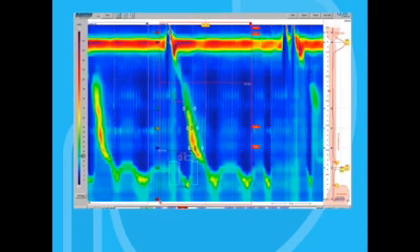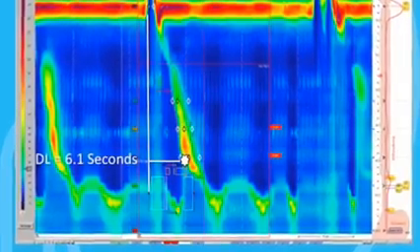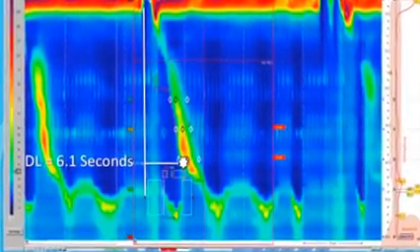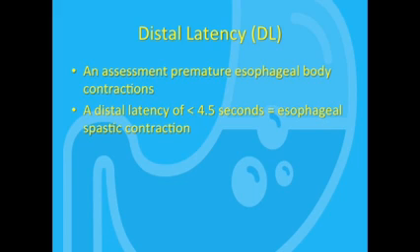So here is the same manometry tracing with the analysis mode on. The distal latency is defined as the time in seconds from the onset of the swallow, see the vertical white line, to the contractile deceleration point. See the horizontal white line. In this case, the distal latency is 6.1 seconds. Any distal latency greater than 4.5 seconds is normal. Anything less than that indicates rapid progression of esophageal pressure waves, or spasm.